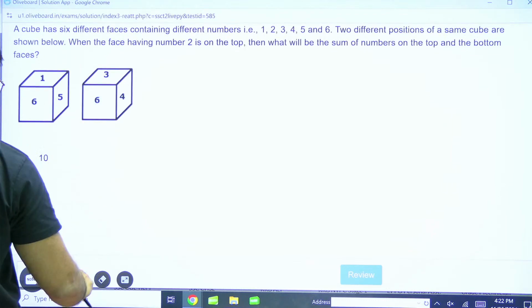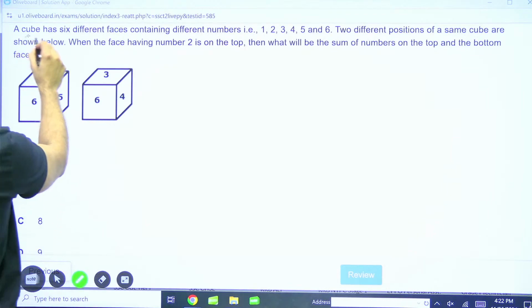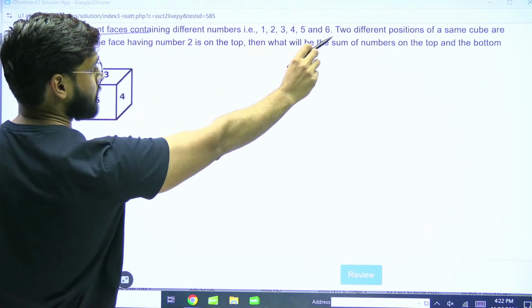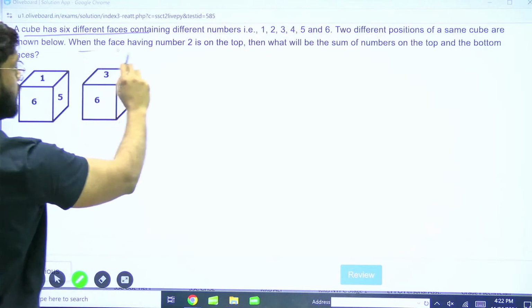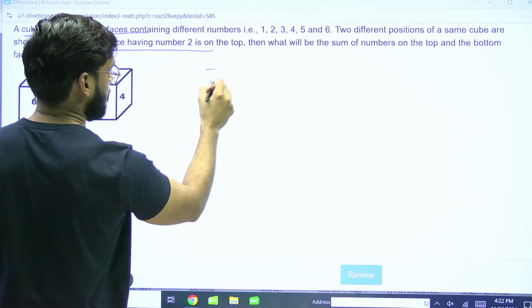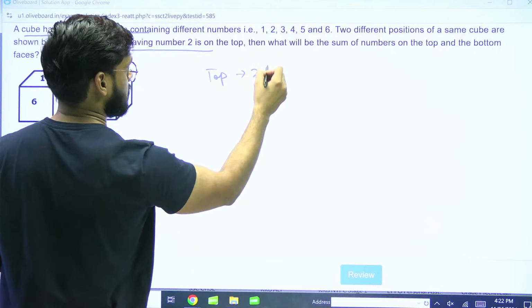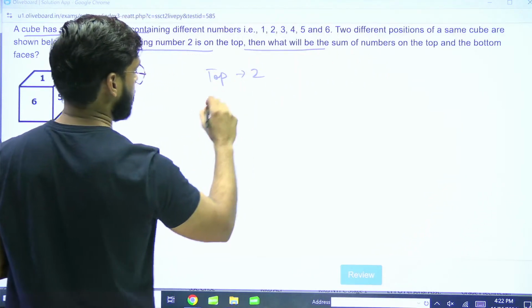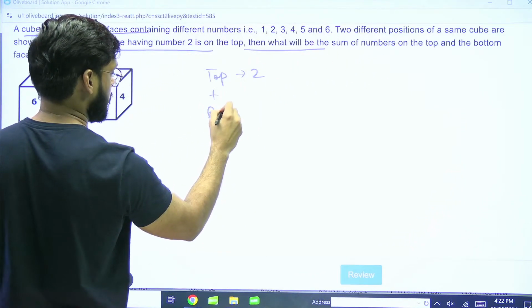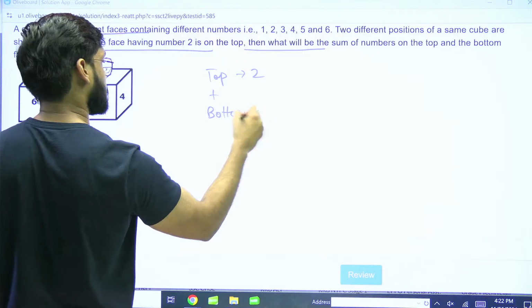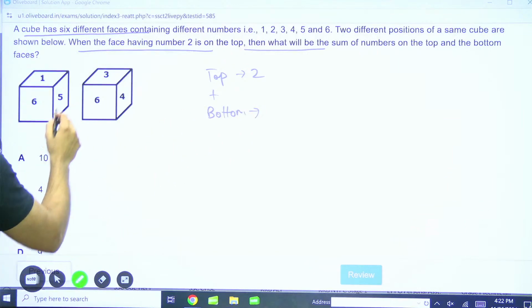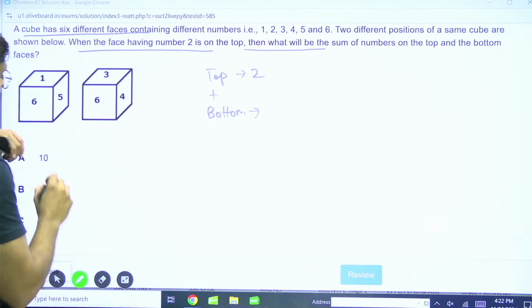The question is of the dice. A cube has 6 different faces: 1, 2, 3, 4, 5, 6. When the face having number 2 is on top, what will be the sum of the numbers on the top and bottom? We need to find the sum of top plus bottom. So in this dice and this dice, which is the common one? The 6 is the common one.